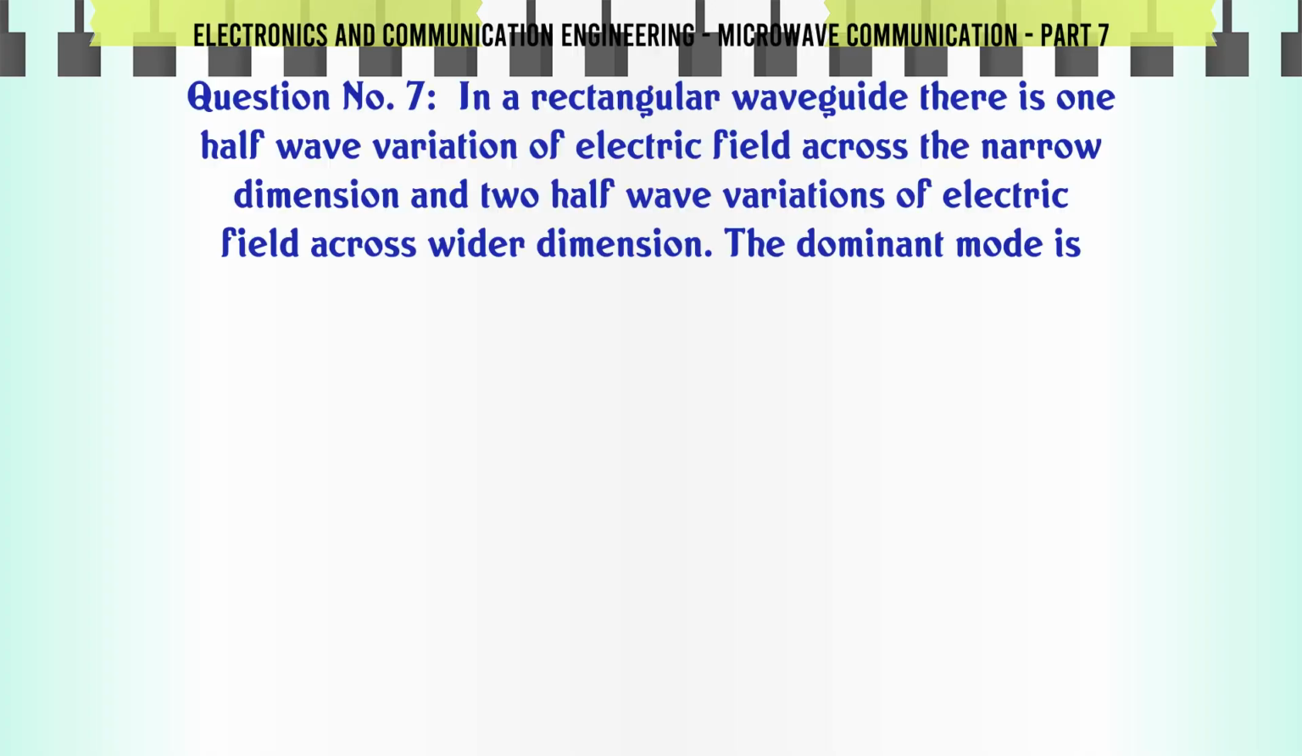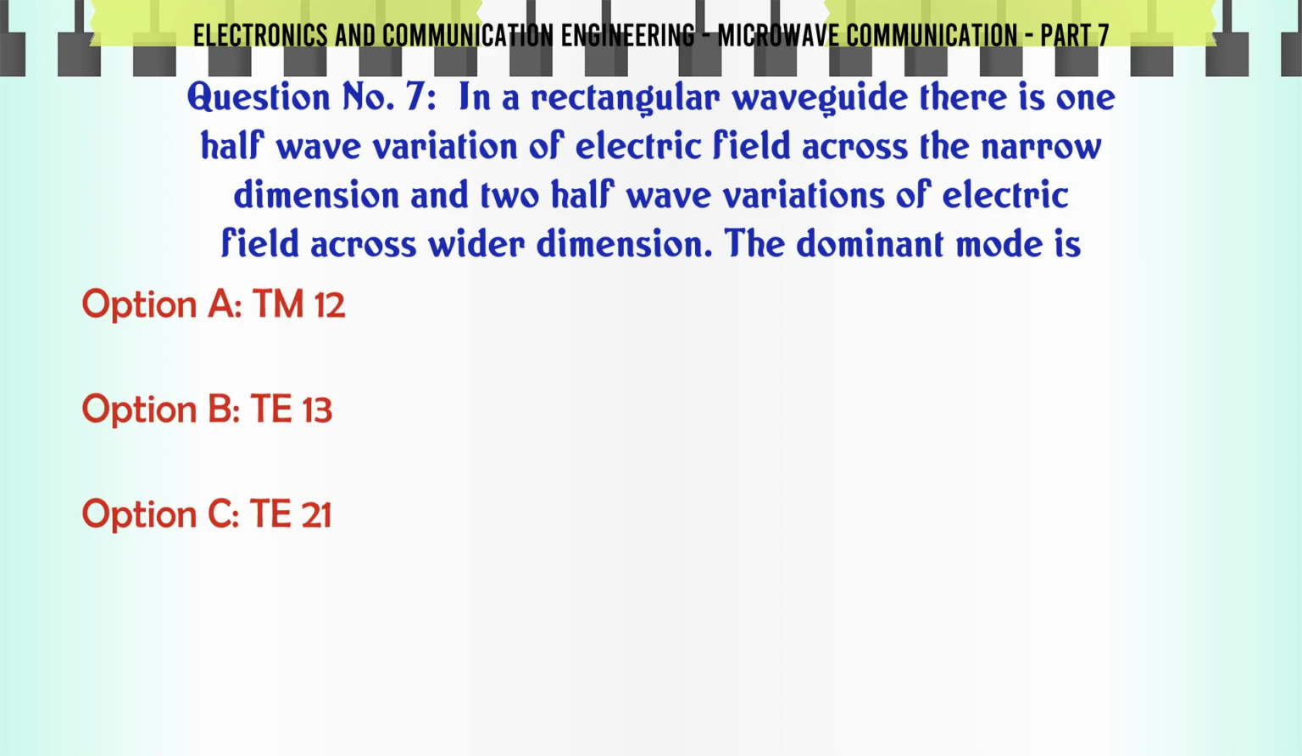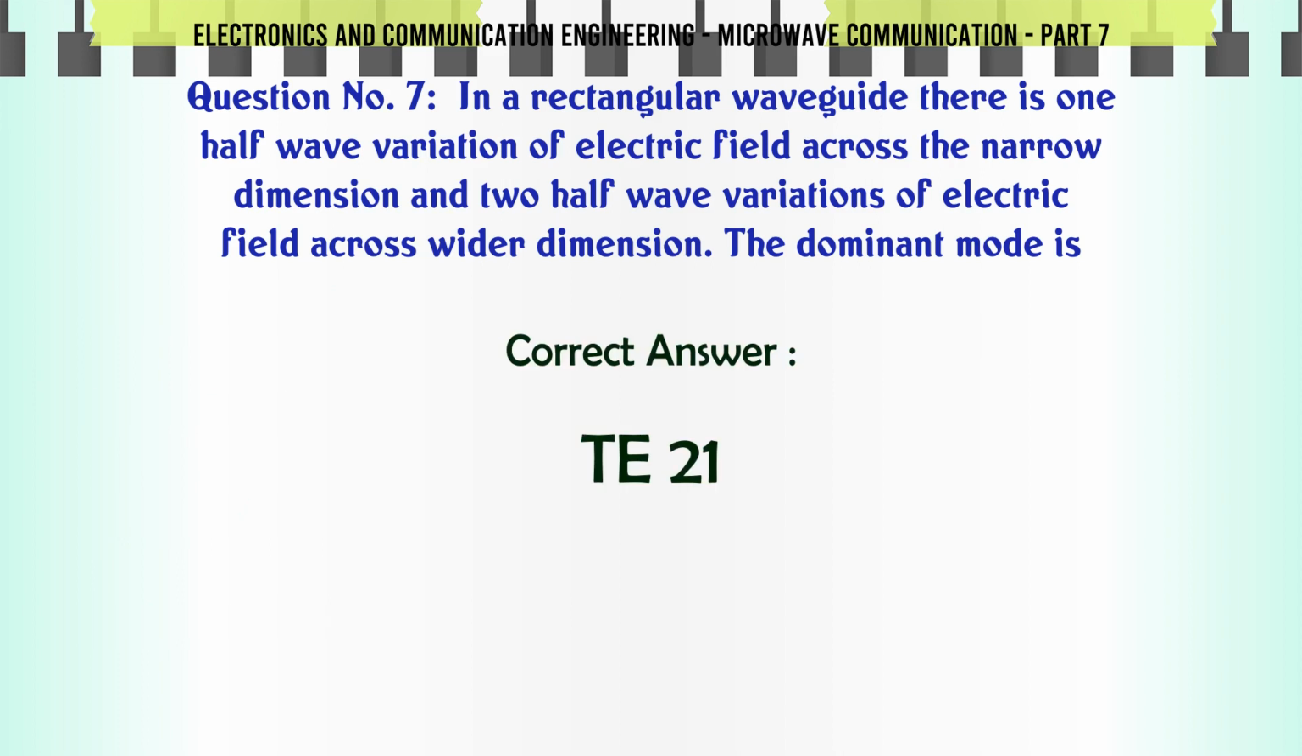In a rectangular waveguide, there is 1/2 wave variation of electric field across the narrow dimension and 2/2 wave variations of electric field across wider dimension. The dominant mode is A. TM12, B. TE13, C. TE21, D. TM25. The correct answer is TE21.